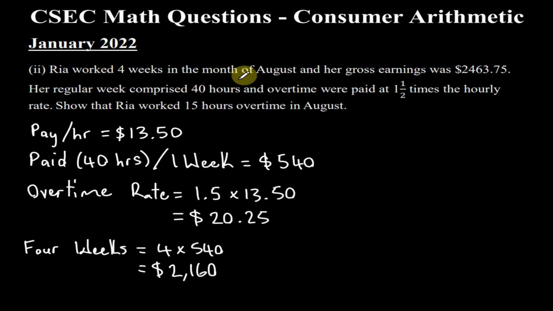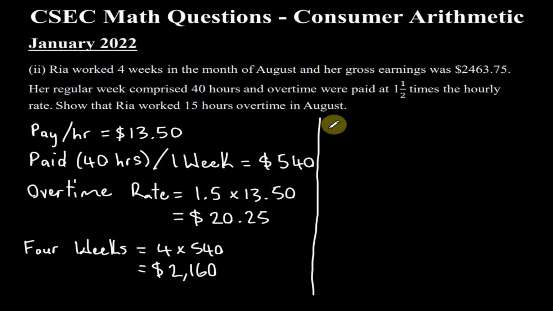And this is the context in which we are looking at the question, right? Rhea worked 4 weeks in the month of August. And that was her gross earning after 4 weeks. So with that said, we can now develop a formula pretty similar to the question that we would have done in the June 2018 paper. So you can always go back to that question and use it as a reference to better understand this one.